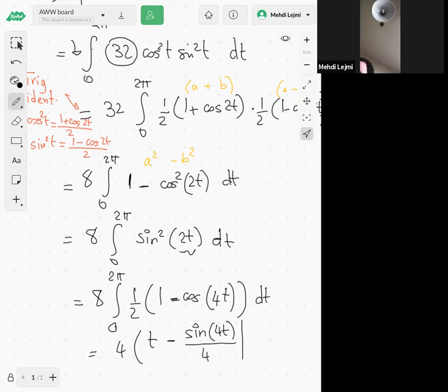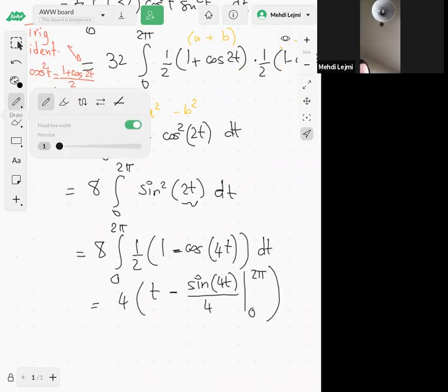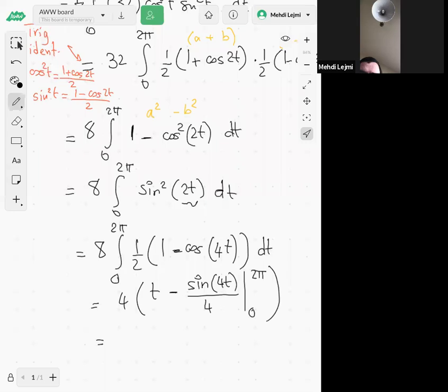Okay, so this is evaluated between 0 and 2 pi, and so the answer would be equal to, of course, sine of 4t. If t is 2 pi, that would be 8 pi. Sine of 8 pi is just like sine of 2 pi, like sine of 0, so it's just 0. And sine of 0, of course, is 0. So the answer would be just 4 times t evaluated between 2 pi and 0. So the answer would be 8 pi.